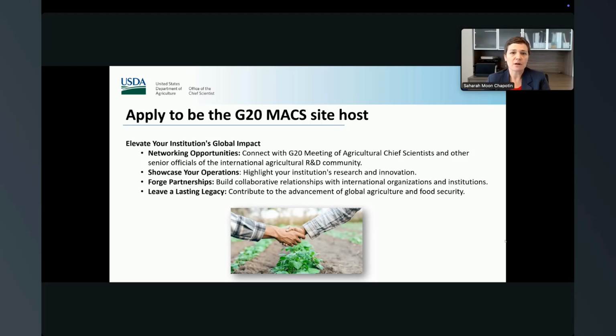So we were thrilled that USDA approached us to partner on this RFP to select a G20 MACS site host. This really provides the opportunity to elevate the United States as a global leader and to strengthen international partnerships. In addition to helping with the site host selection, FAR is also going to support the planning and execution of the G20 MACS meeting along with USDA. So I really see this as a once-in-a-lifetime opportunity for institutions and collaborators to network with global agricultural leaders by becoming a site host. You can showcase your institution's operations, you can demonstrate impact, and really build new lasting international partnerships to advance shared goals.